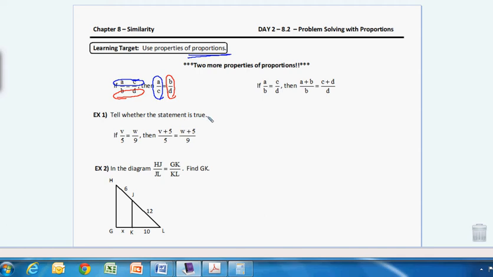Tell whether this statement is true. If we have V over 5 equal to W over 9, then V plus 5 over 5 equals W plus 5 over 9. Is this true or false? I'm hoping that most of you are going to say false. It would have to be rewritten as V plus 5 over 5 equals W plus 9 all over 9. So in this case, this is incorrect.